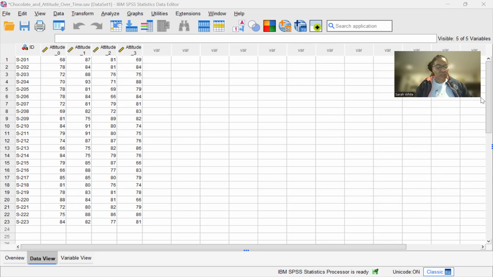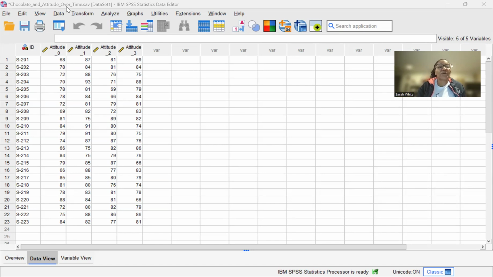So our research question is, does attitude significantly change over time after eating chocolate? Our null hypothesis is that there is no difference in mean attitude scores across the 4 time points. Of course, our alternate hypothesis is therefore that there is a significant difference in mean attitude scores across the 4 time points. So let's go ahead and set up our analysis.